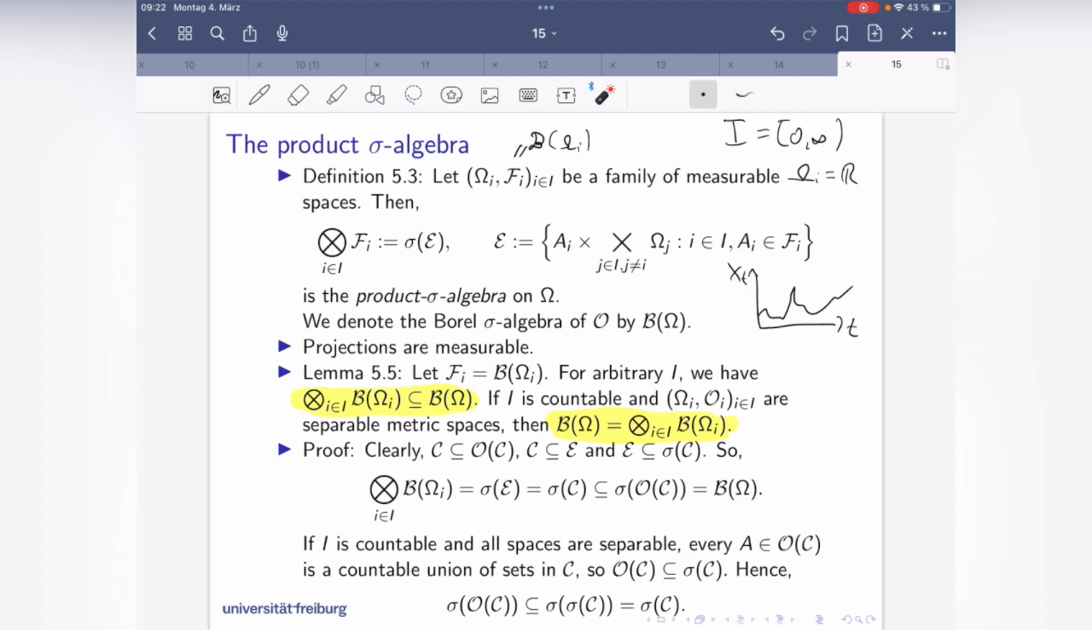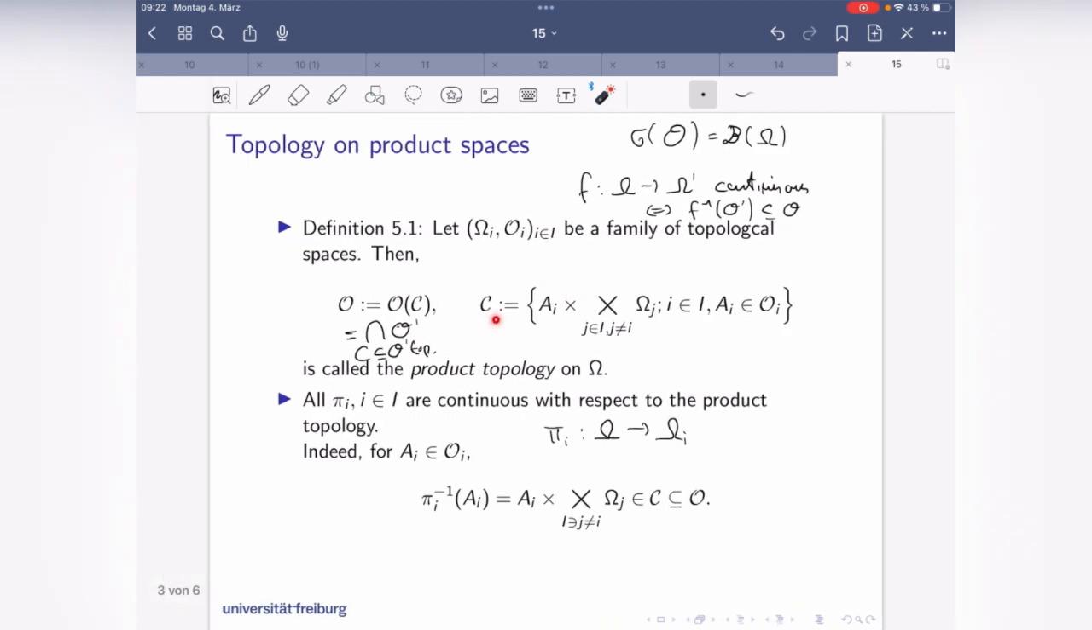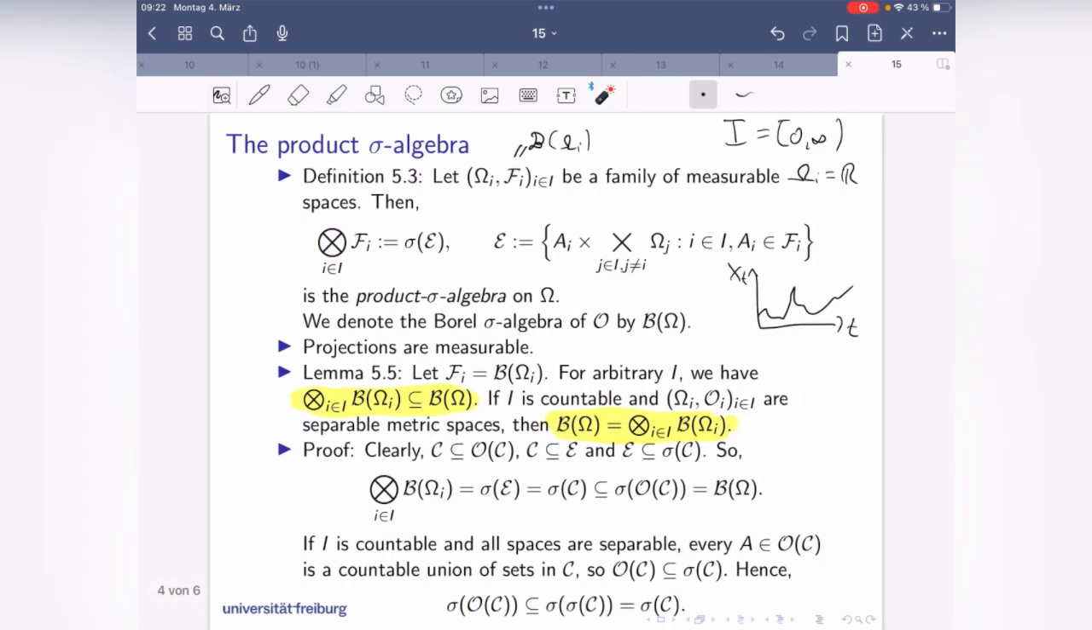And the proof here is actually simple. You need these three things here. So C is a subset of the topology generated by C, because the topology generated by something is always bigger than that something. C is a subset of E. Okay, why is that? C has here only the open sets, and E has here the measurable sets, but they were generated from the open sets, so C is a subset of E.